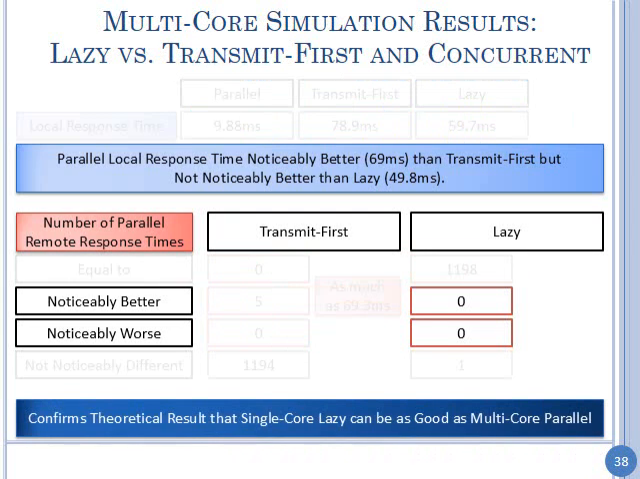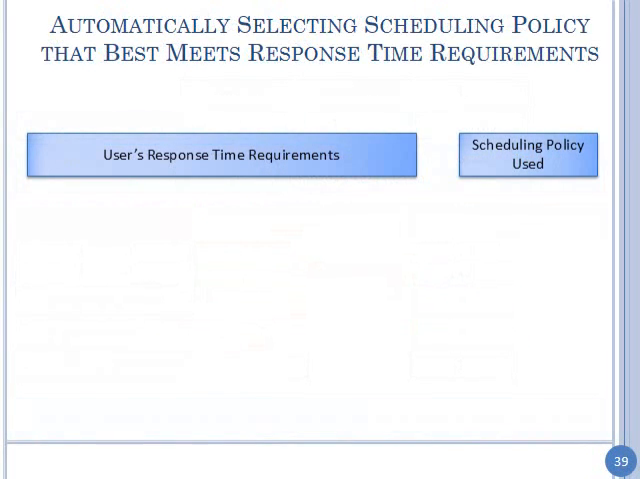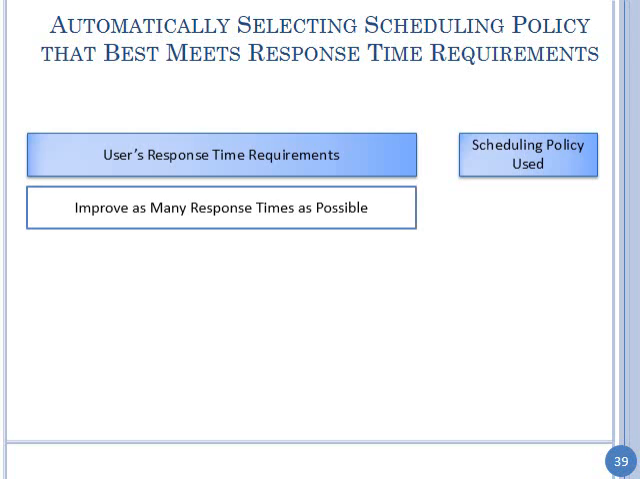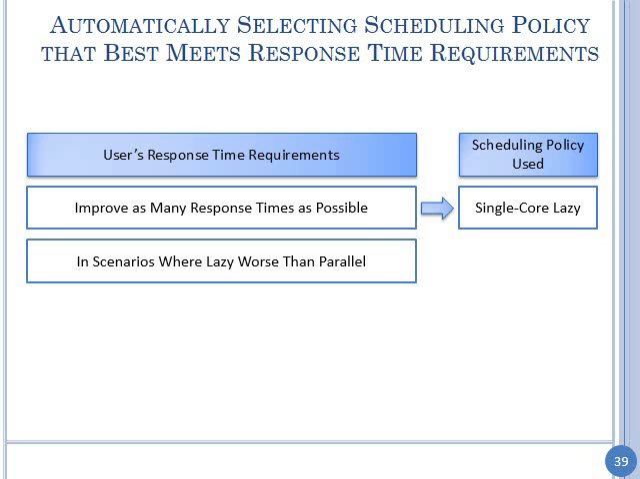Okay, so this kind of confirms our theoretical result that we saw, that the single core lazy policy can be as good as multi-core parallel. So if we have a user response time function in this case that says improve as many response times as possible, then might as well pick the single core lazy policy since we're saving all the remaining cores for other tasks. But there are cases when the parallel policy is going to be better, and since there's only one multi-core policy, we would just pick the parallel one.